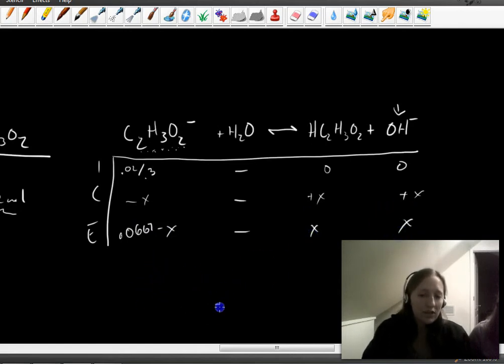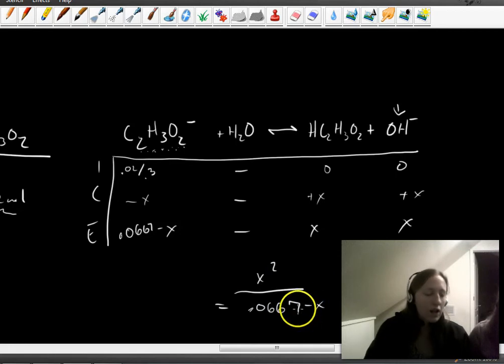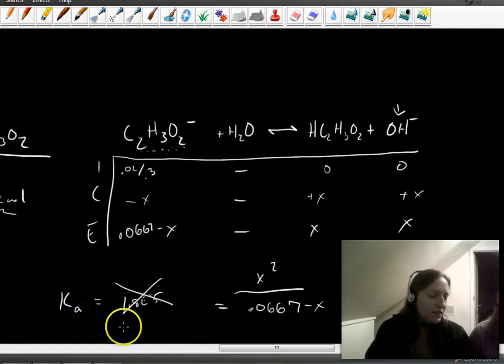Now, you set up your equilibrium expression. You've got X squared again, which is nice, over 0.0667 minus X. And I know what you're going to be tempted to do. You're going to be tempted to put this number, but that is wrong, because that number is the acid dissociation constant for acetic acid. We're not doing that. This is not acetic acid. This is acetate. It is a base. You need a Kb.